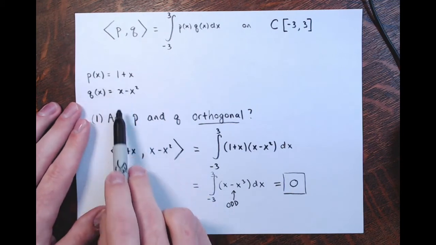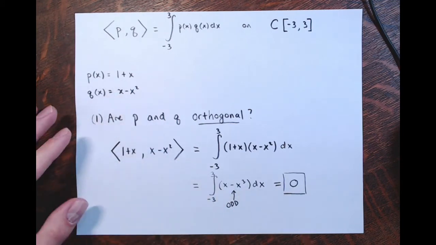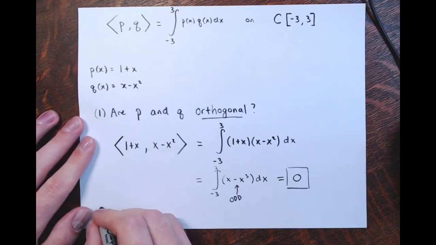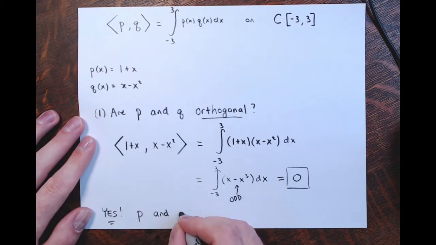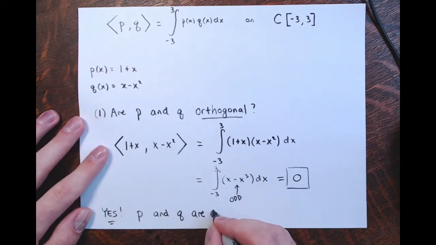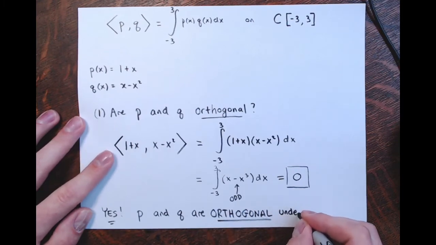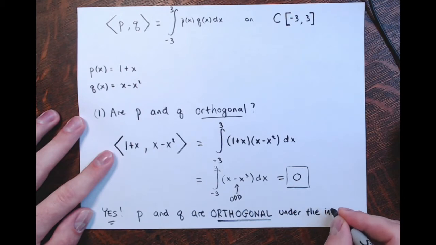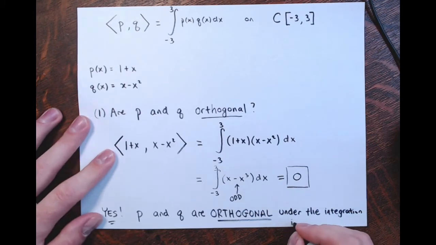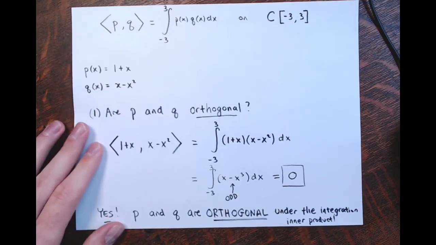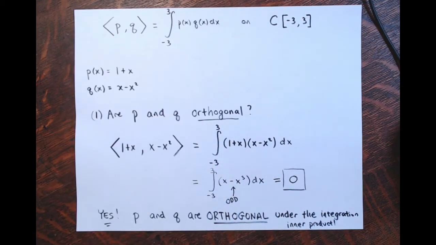And since the inner product of these two functions is 0, then yes, P and Q are orthogonal under this inner product, under the integration inner product. After here, I'm going to stop writing "under the inner product" just to save some time. But again, you have to know that just because they say something's orthogonal, it all depends on how the inner product is defined.